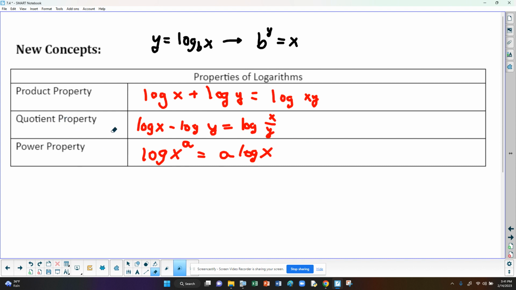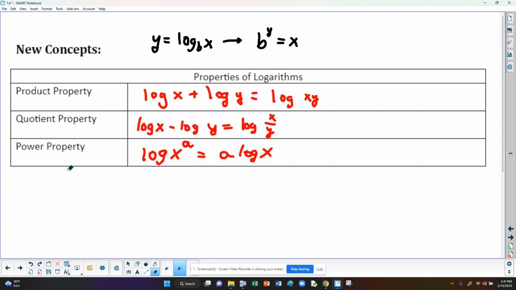Similarly, the quotient property says that if you have log of x minus log of y, that can be rewritten as the log of x divided by y. And same idea, when you're dividing two powers with the same base, you're subtracting their exponents. So here we have our two exponents being subtracted, and we can rewrite that as a division problem.